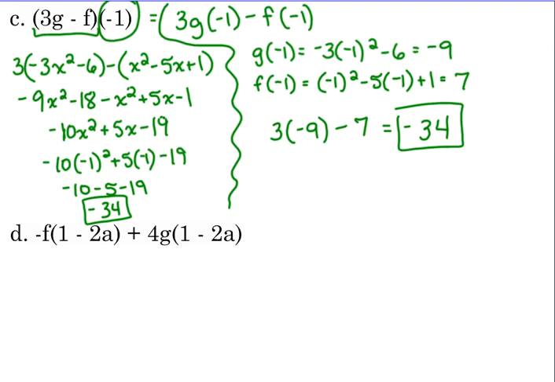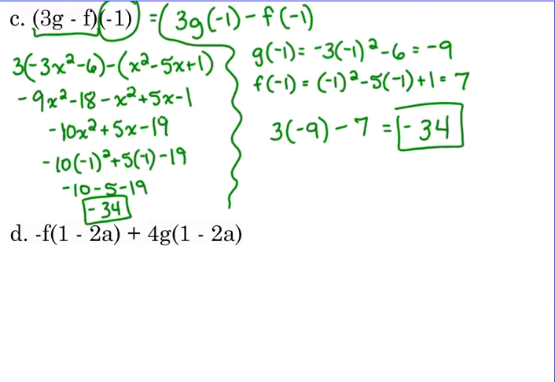We're pretty much doing the same thing, except instead of having a single number, we've got an expression that we're plugging in. We're plugging in the expression 1 minus 2a. Since that expression is the same in both functions, I can use the first method from example C. I can do the linear combination first, simplify my terms as much as I possibly can, and then I only have to plug in that 1 minus 2a once.